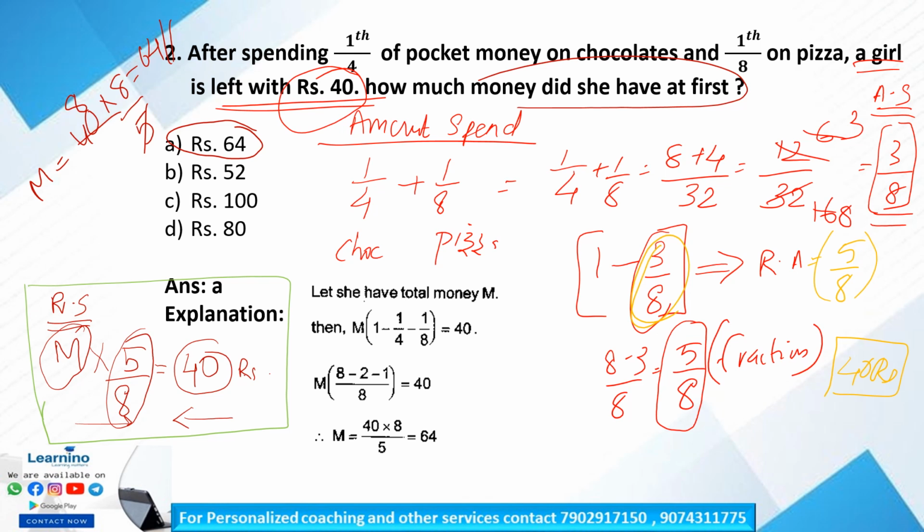That is, the initial amount M into 5 by 8 is the remaining amount with her after spending 3 by 8 of the amount. 1 minus 3 by 8 is equal to 5 by 8, the remaining amount left with her, which is 40. So M into 5 by 8 is equal to 40. M is equal to 64. Is it clear? So question number 3.